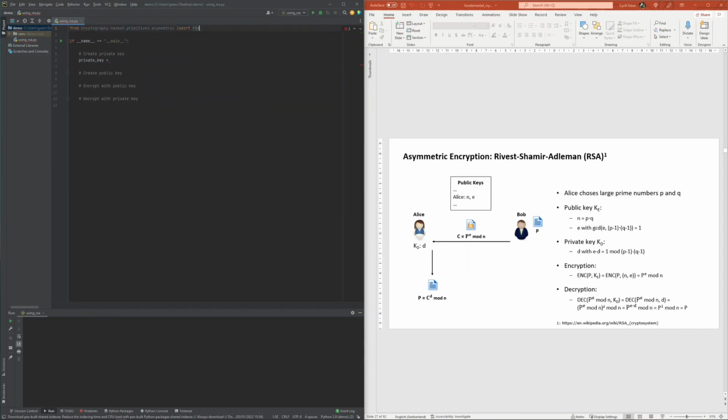Nowadays, it's recommended to use RSA keys of size at least 2048 bits, and the public exponent E is often set to 2 to the power of 16 plus 1, which is 65,537.